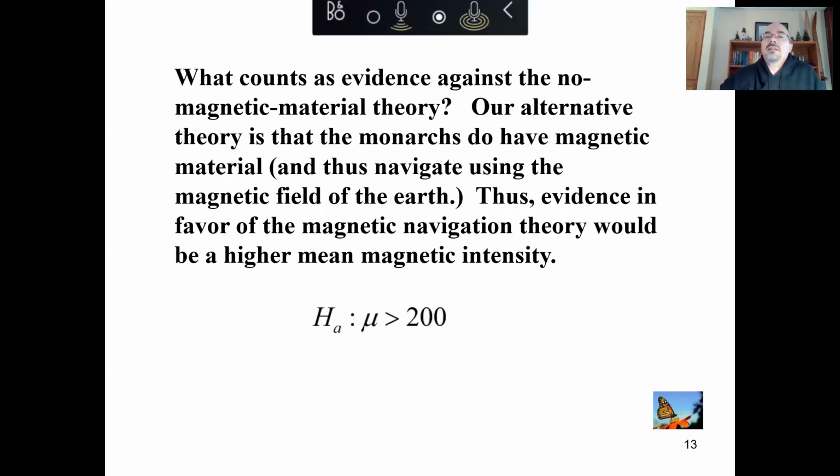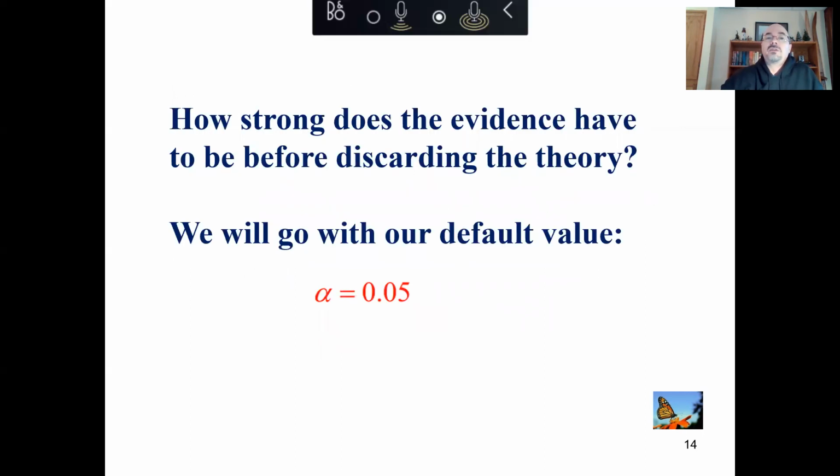What counts as evidence against the no magnetic material theory? Our alternative theory is that monarchs do have magnetic material and thus navigate using the magnetic field of the Earth. Thus, evidence in favor of the magnetic navigation theory would be a higher mean magnetic intensity. Okay, so therefore, our alternative, again, the mean is going to be greater than 200. So based on that questioning or what they're saying, that's how you're going to pick out your alternative hypothesis.